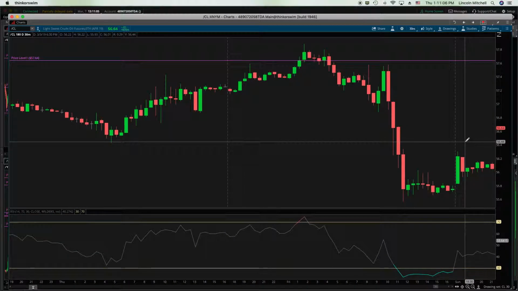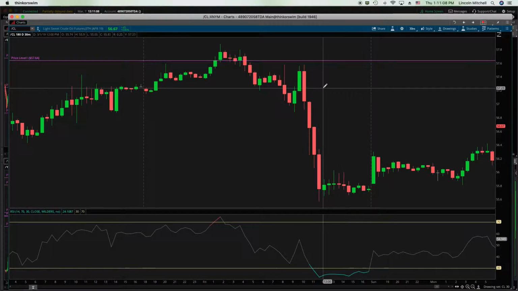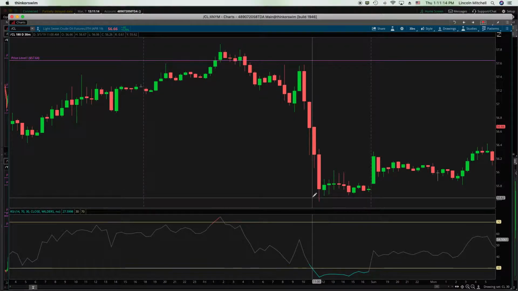Now, when the market drops like this, one thing that kills me with people is when the market dips all the way down like this. I'm going to use right there.